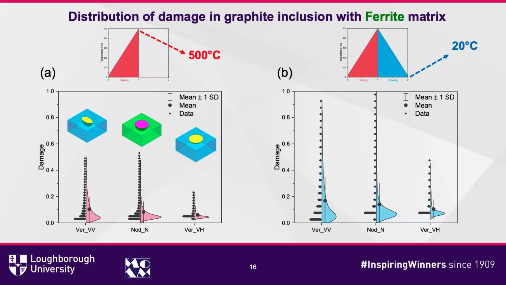Here is a distribution of damage in the graphite inclusion with the ferrite matrix as an example. At 500 Celsius and after cooling down to 20 Celsius, we can see the damage accumulated, and the highest damage occurs in the nodular graphite because it has the larger volume of graphite, and will have the higher mismatch between the graphite and the matrix.